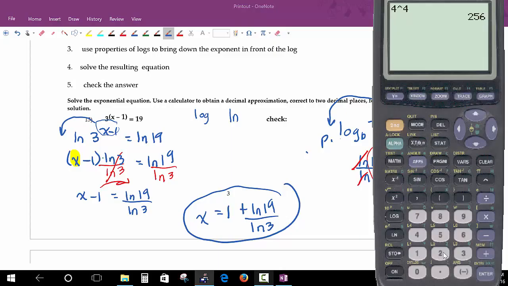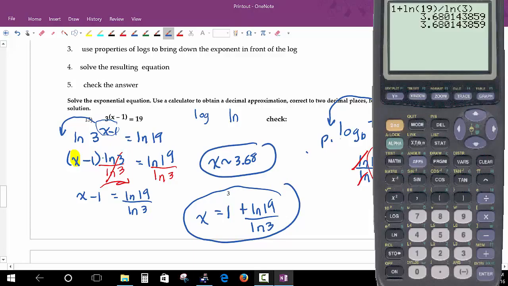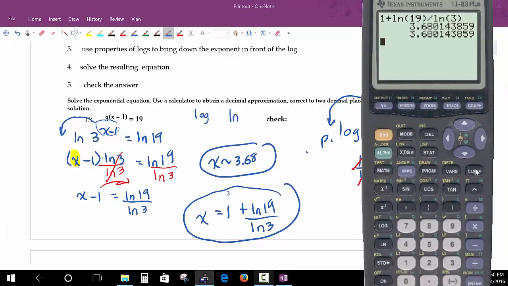Now, get your calculator out and do this with me. Let's get the answer and see if it's right. We'd do 1 plus ln of 19, close the parentheses, and then divide by ln of 3, close parentheses like that, and then round that off. We'll round to 2 decimal places, which is what the problem says. So we'll say x is approximately 3.68. That would be your final answer.